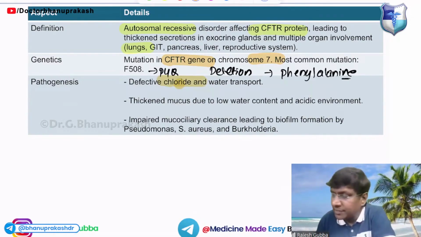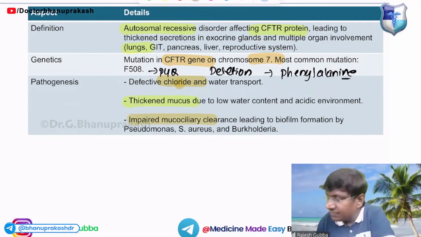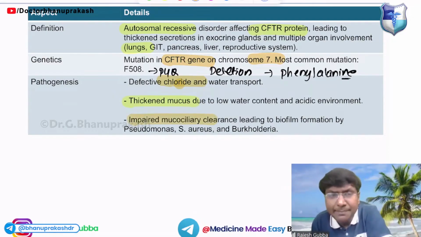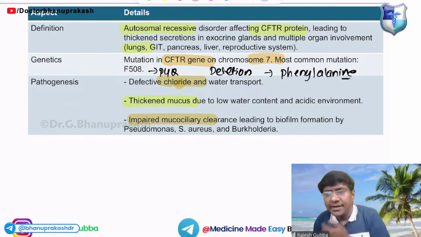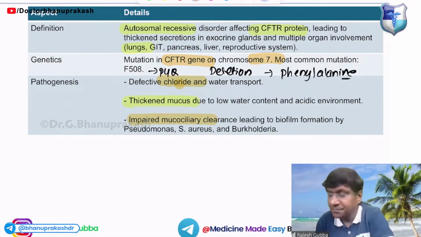Now, because of defective chloride and water transport, what will be the problem? There will be thickened mucus, right? Then how will be the mucociliary clearance? There will be impaired mucociliary clearance. Why? Because of thick mucus. Okay, next.